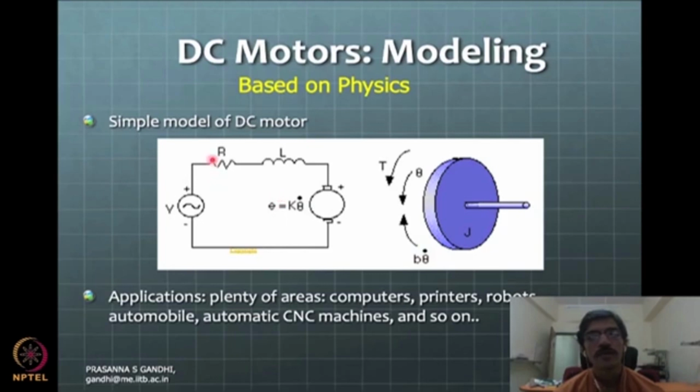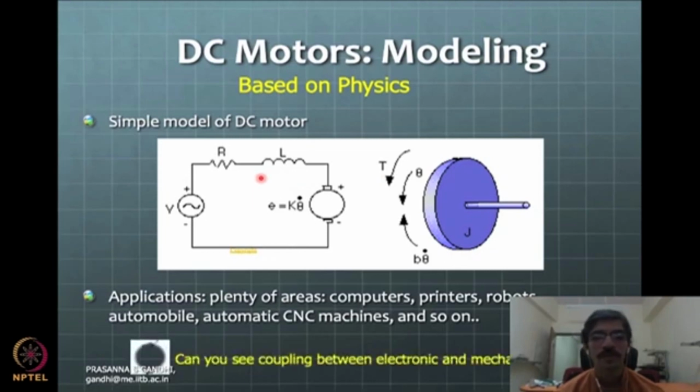Okay, so an important aspect is where is the coupling. What is the coupling between the electrical or electronics domain and the mechanical domain? Say, for example, if you see this torque that is getting generated, as we have seen by Lorentz law, the current is related to this torque, right? So this torque will be proportional to the current that is flowing into the motor windings.